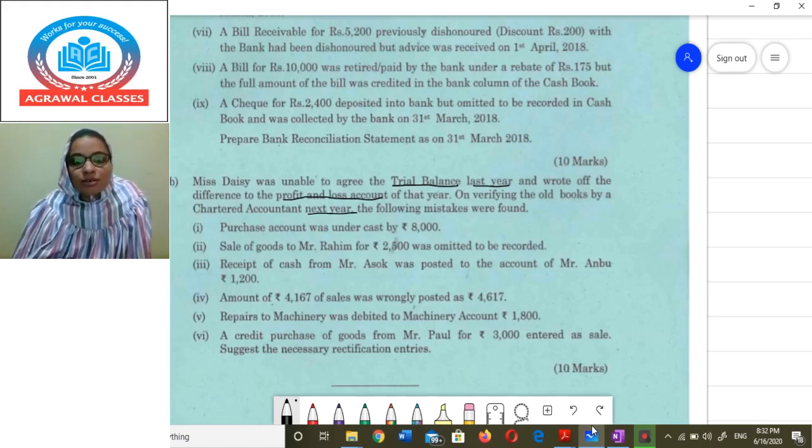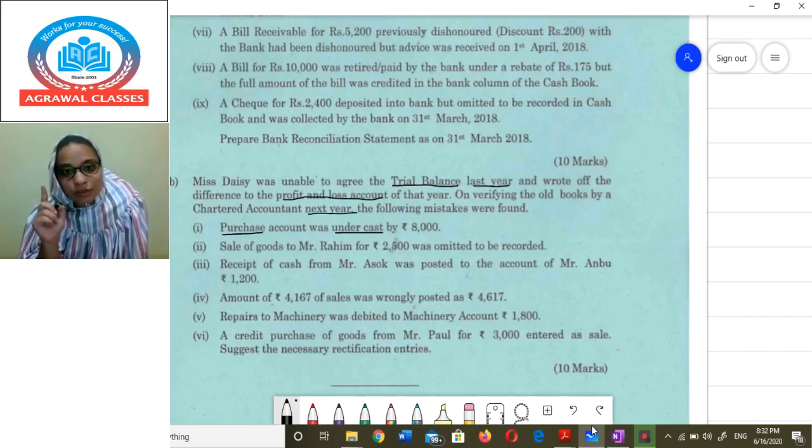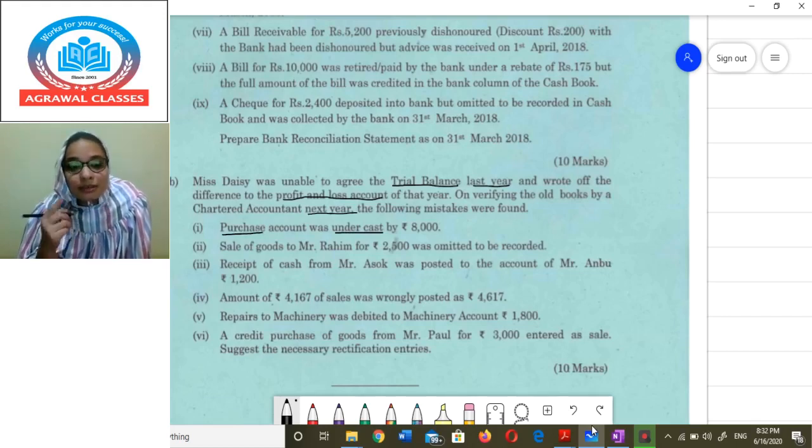Purchase account was undercast by 8,000. Undercast. Two things you will mark again. Purchase account and undercast. First thing, when purchase account comes into my mind, what do I remember? Is it a debit balance or a credit balance? So purchase is a debit balance, correct. Now purchase is a debit balance. Now see, it is undercast.